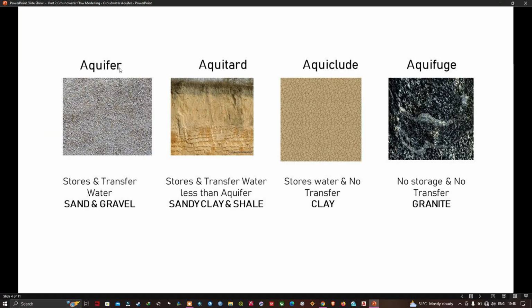You can see four different types of groundwater units: aquifer, aquitard, aquiclude and aquifuge. An aquifer stores and transfers water. Examples are sand and gravel. An aquitard stores and transfers water less than an aquifer, for example sandy clay and shale. Followed by that, we have aquiclude. It stores water but does not transfer it, so it doesn't transmit the water. An example is clay. And aquifuge cannot store or transmit water. An example is granite. When this rock type contains no fractures or joints, it cannot store or transmit water.